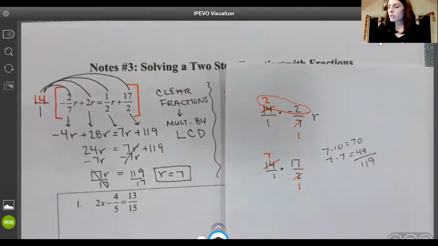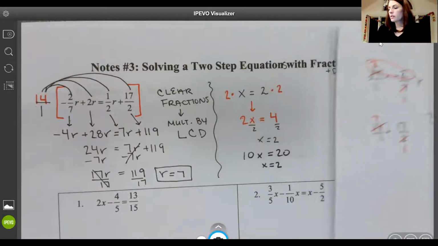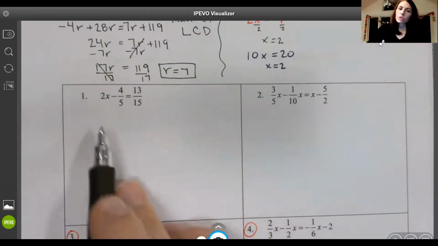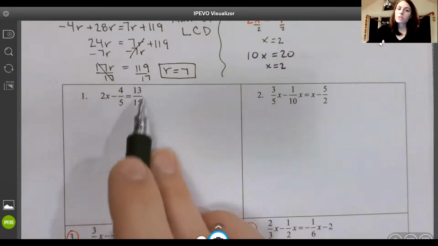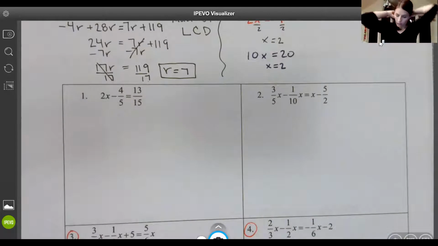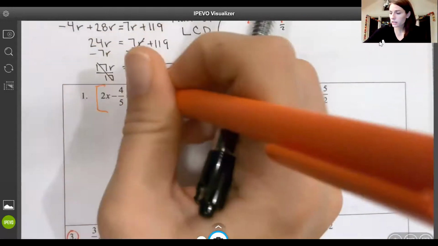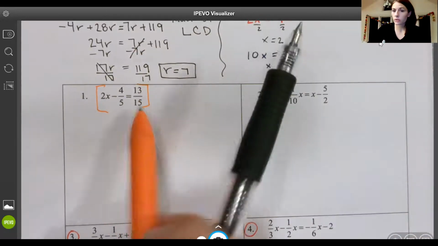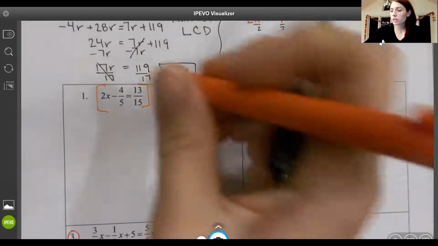Okay, so let's look at another example of this. So example 1, we have 2x subtract 4/5 equals 13/15. Now, I certainly could struggle through with the fractions and get a common denominator and do all of that work, but it's a heck of a lot easier to just clear my fractions. To clear these fractions, I look at the denominators and decide what would their common denominator be. Well, 5 and 15, their common denominator is 15.